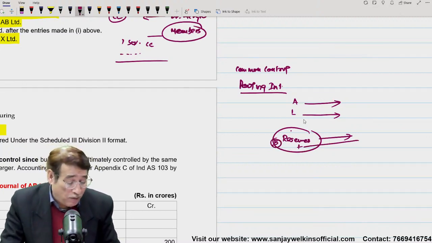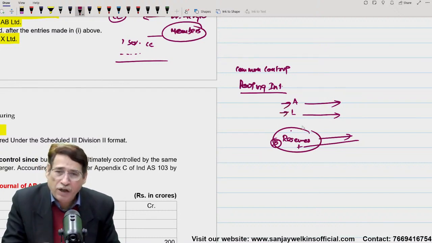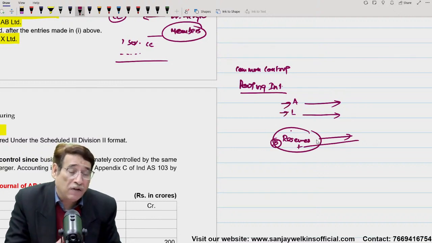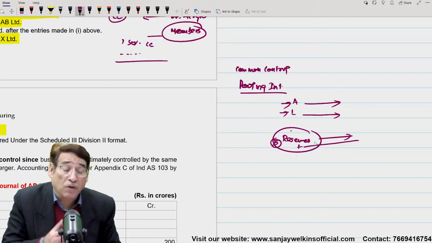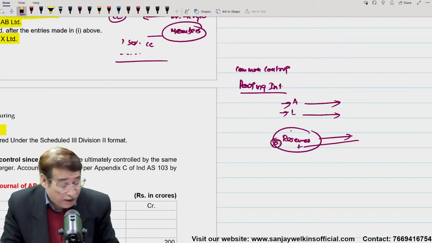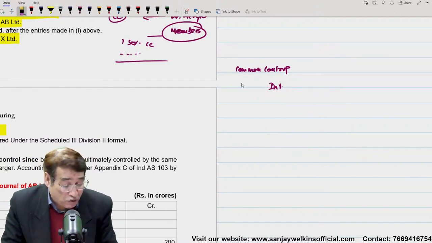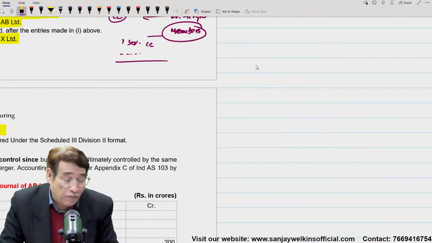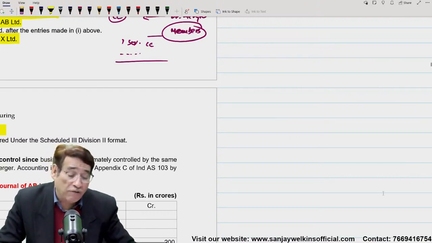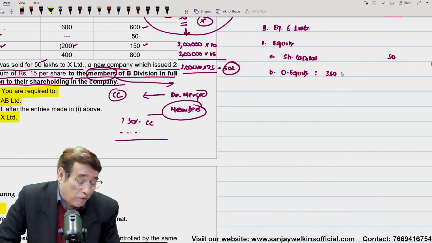Indirectly, under common control, we will take over the assets and the liabilities, and we can take over the reserves also, provided the reserves of that division which is being sold out show a positive balance. That is the point you need to keep in mind. We haven't transferred the reserves, even though it is a case of common control, simply because the other reserve is reflecting a negative balance. So, other reserve hasn't been taken over. So, we will have to add it.